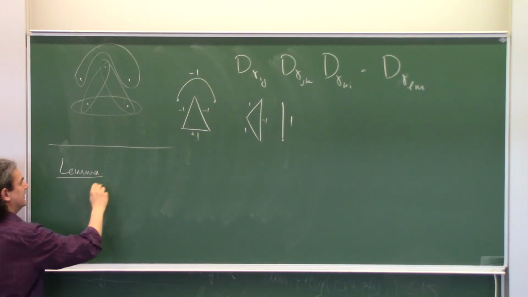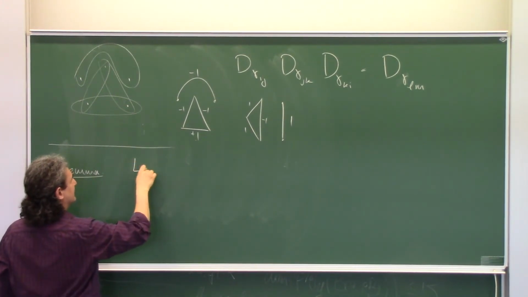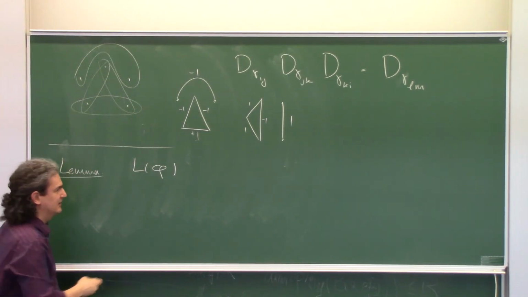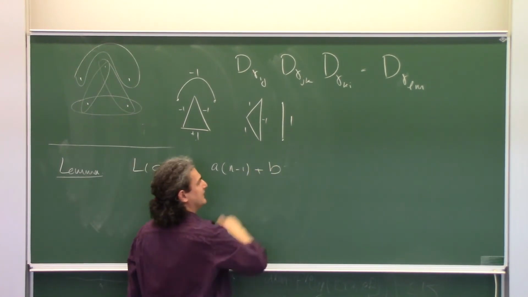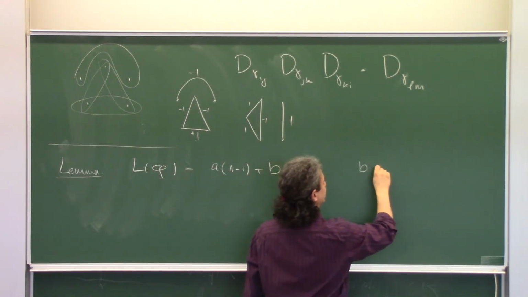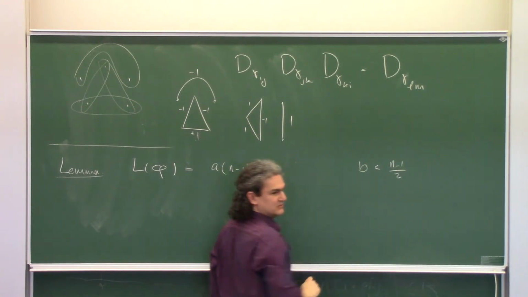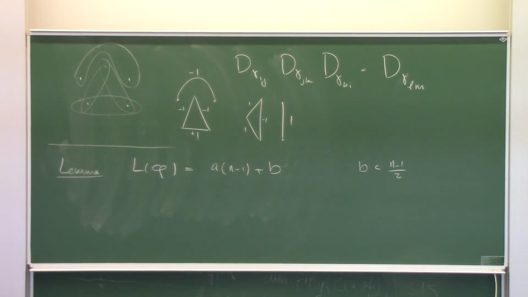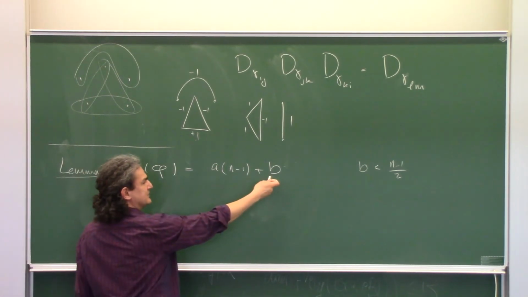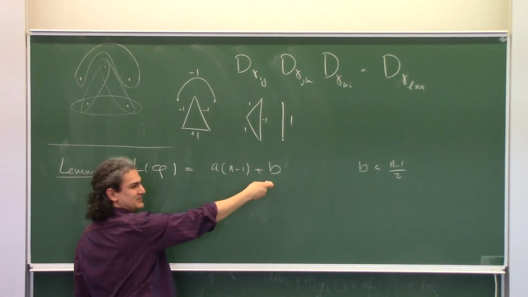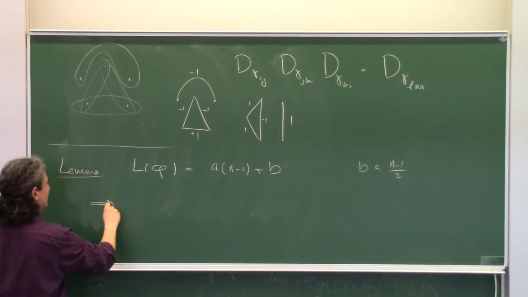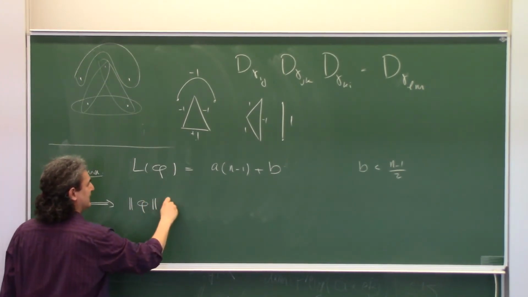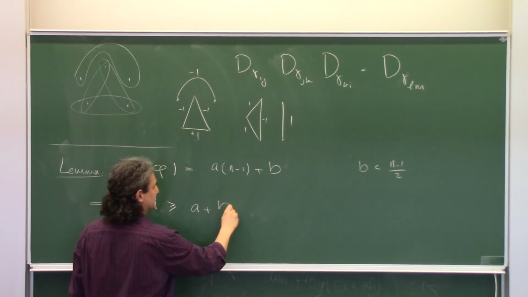So the lemma is that if I pick L of some phi, and it turns out that this is like a times (n minus 1) plus b, and b is small, let's say b is less than (n minus 1) over 2. So depending on the value of your homomorphism, if you're written like that, the most efficient way to write this as a sum of n minus 1s and 1s is to use a copies of n minus 1 and b 1s. So then the word length of phi is bigger than or equal to a plus b.